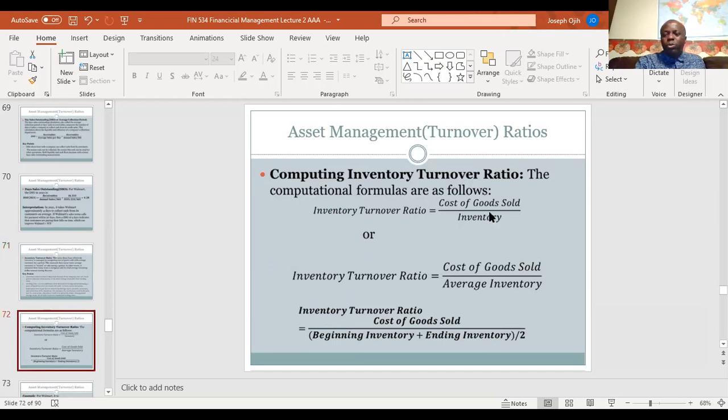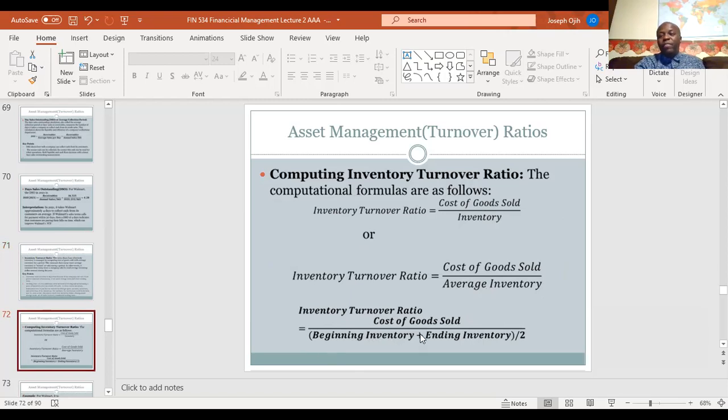They can just use cost of goods sold, or they can call it cost of revenue, because that revenue comes from sales. So cost of revenue divided by the inventory. Or I can say cost of goods sold or cost of revenue divided by the average inventory, which you can say is the inventory at the beginning plus the inventory at the end, divided by 2. So that's why I broke it down here: the cost of goods sold divided by the beginning inventory plus the ending inventory.